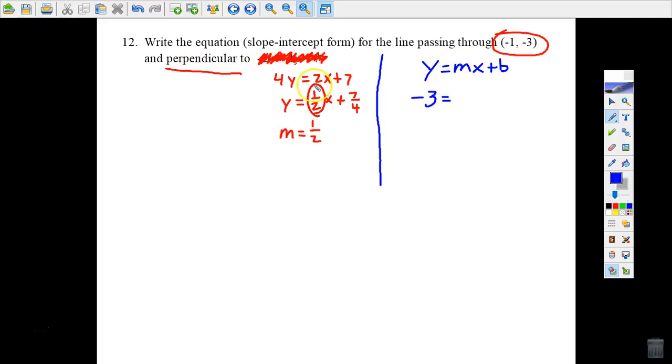We said that the slope of this line is 1/2. So for lines that are perpendicular, they are opposite reciprocals of their slopes. Perpendicular lines have opposite reciprocal slopes. So for this red line, it has a slope of 1/2. That means my slope for this blue line that's perpendicular to it must be -2. You flip it and you change it.